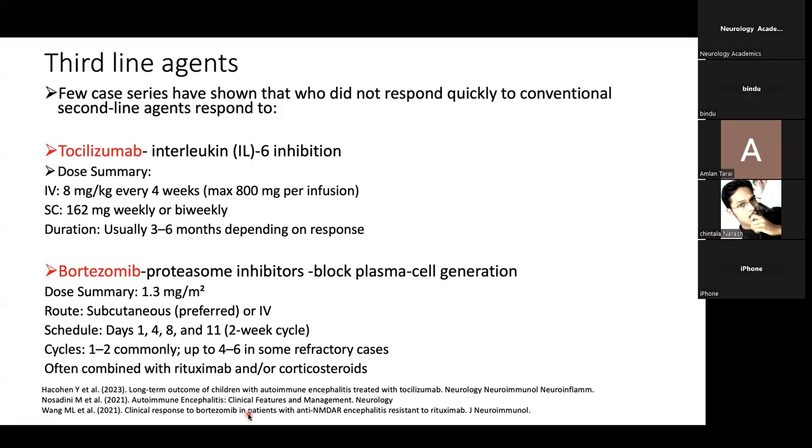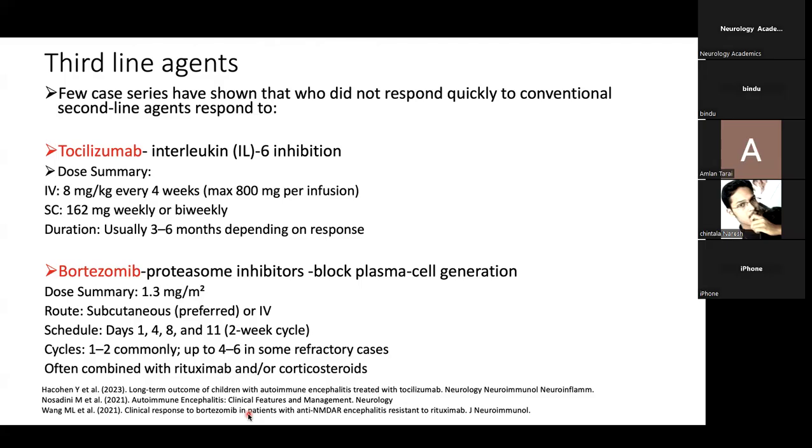People are always landing on rituximab. This has to be in the picture when it is seronegative autoimmune encephalitis. As a third-line agent, a few case series have shown that patients who did not respond quickly to conventional second-line therapy respond to tocilizumab and bortezomib.